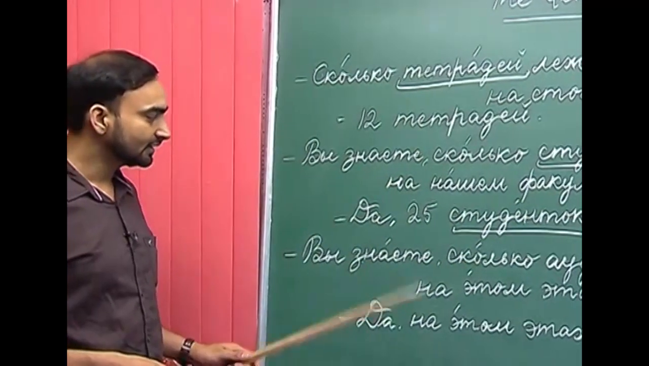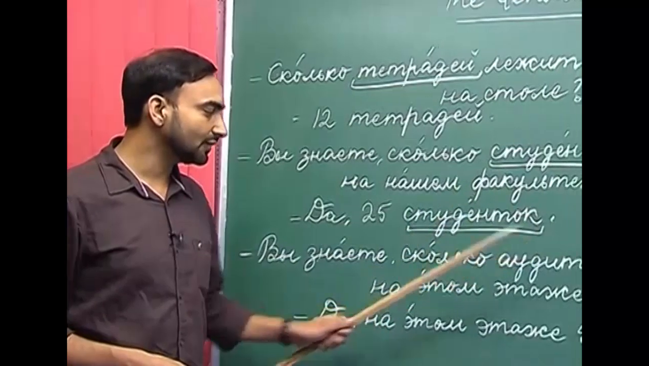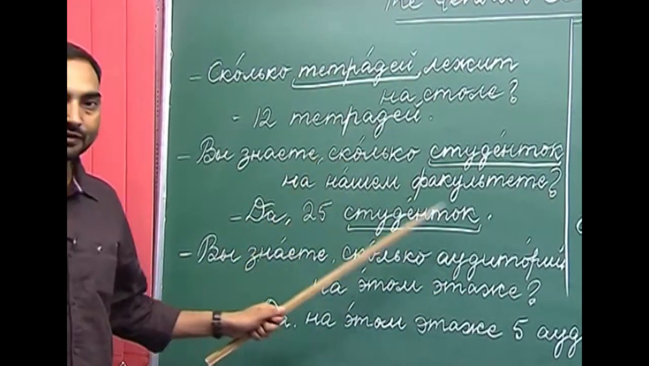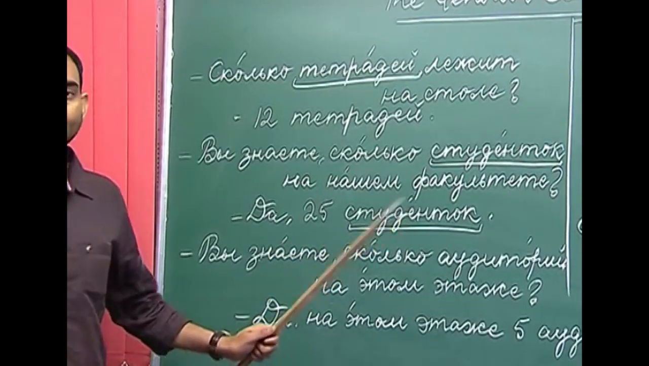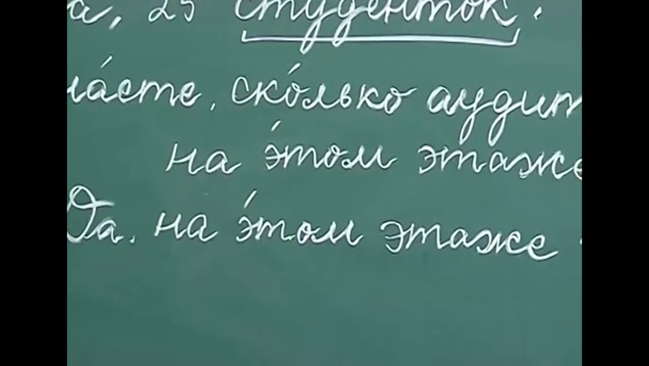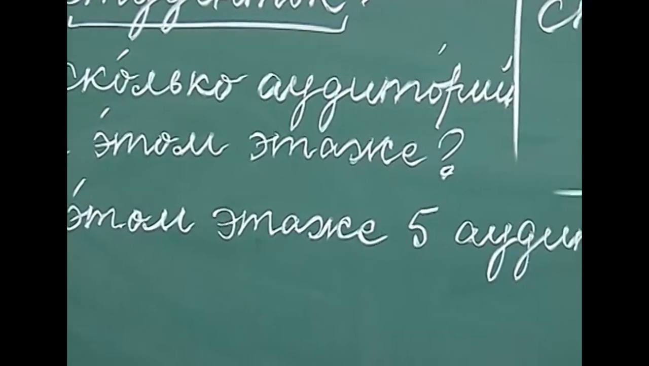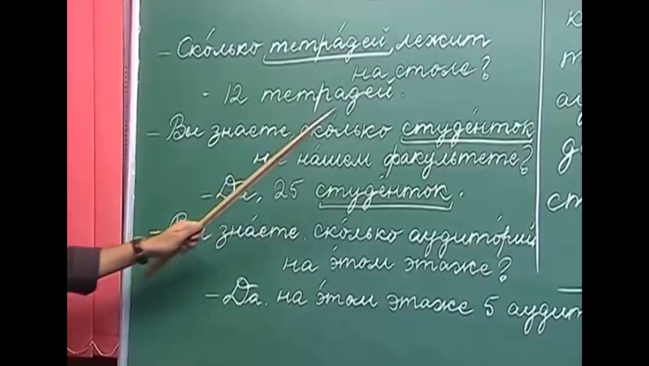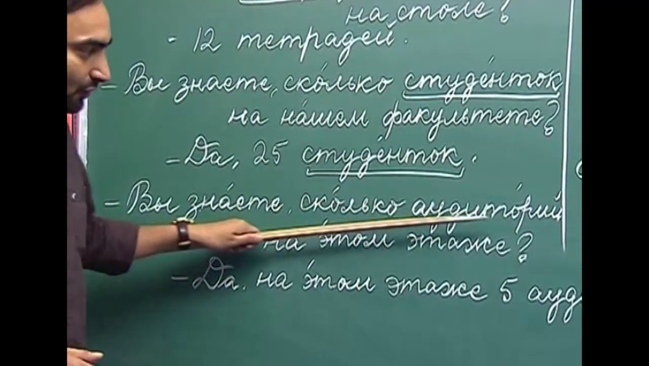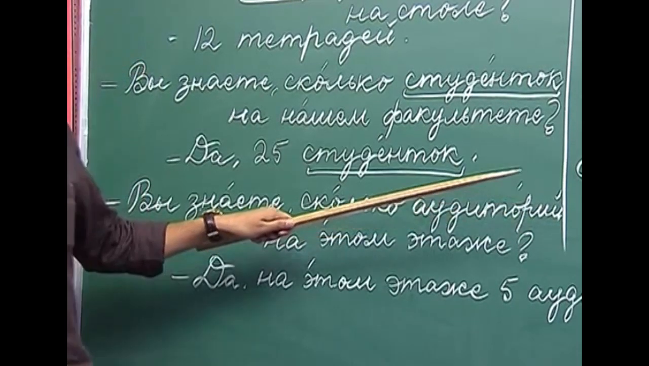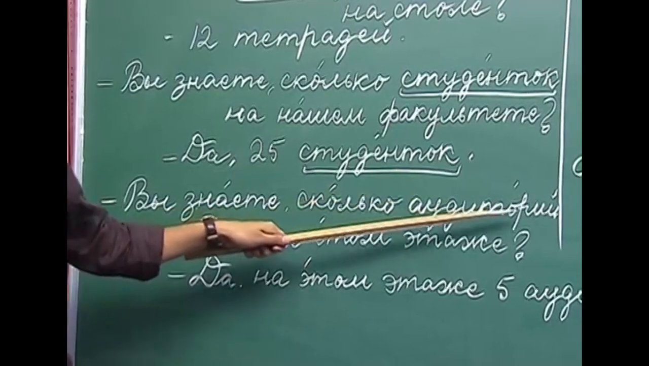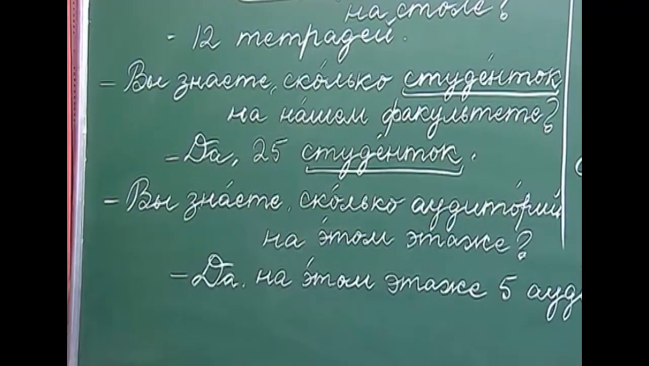Next example. Viznaite skolka auditori na etam etashe. So do you know how many halls are there on this floor? Etash, you know, this is floor. How many auditoriums or halls are there on this floor? Auditoria, when we decline this noun in the genitive plural, it becomes auditori with ikratke ending.